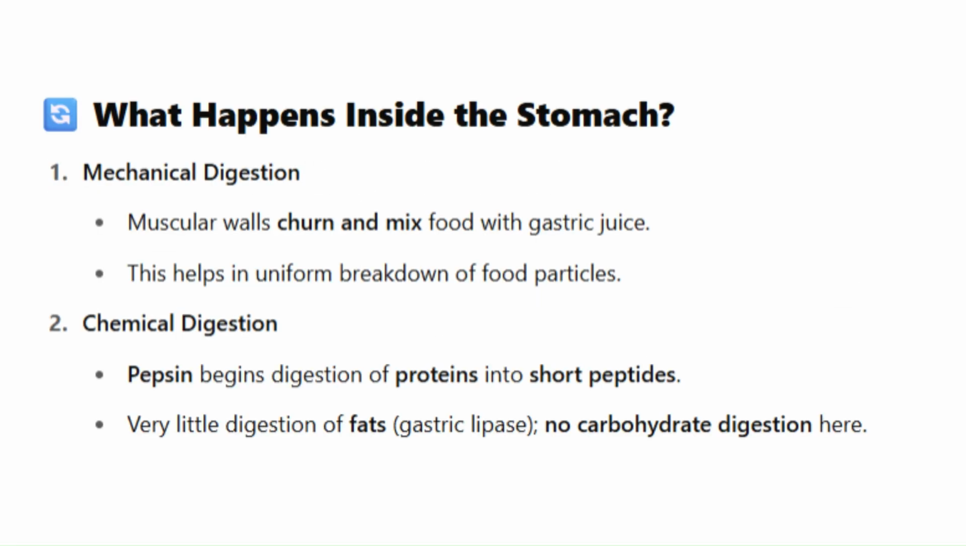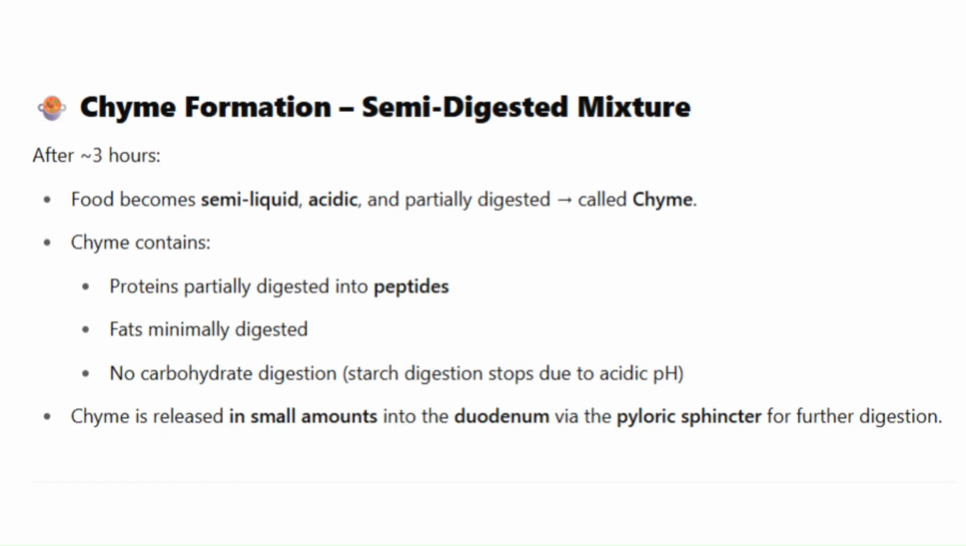What happens inside the stomach? Mechanical digestion. Muscular walls churn and mix food with gastric juice. This helps in uniform breakdown of food particles. Chemical digestion. Pepsin begins digestion of proteins into short peptides. Very little digestion of fats, gastric lipase. No carbohydrate digestion here.